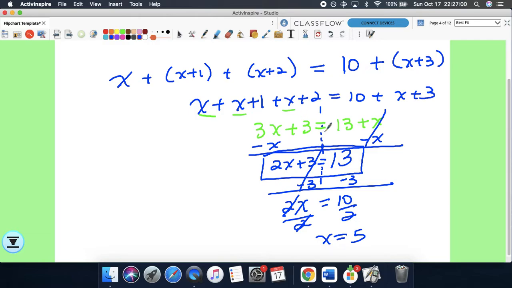So let's see if this works. The first number is 5. Second number is 5 plus 1, which is 6. And the third number is 5 plus 2, which is 7. So on this side, I have 5 plus 6, which is 11, plus 7. This left side equals 18. On the right side, let's substitute. I got 10 plus x, which is 5, so 5 plus 3 is 8. That's 18. Notice that my left side is exactly equal to the right side. And isn't that what an equation is? It's two expressions, one on the left side equaling the right side. So I know I'm good.